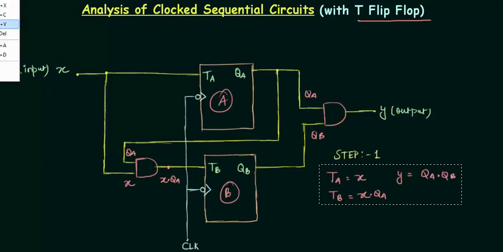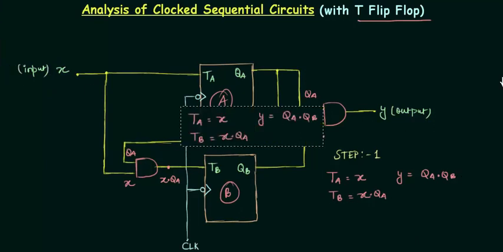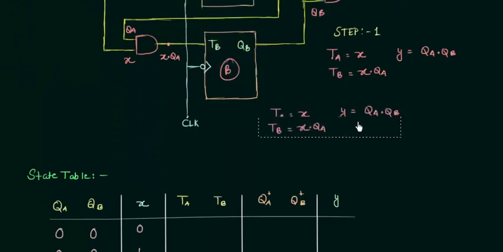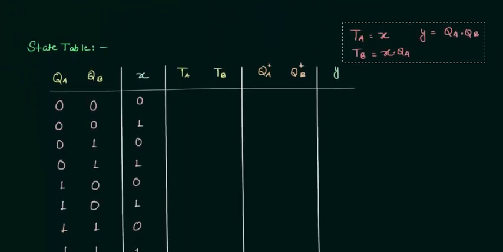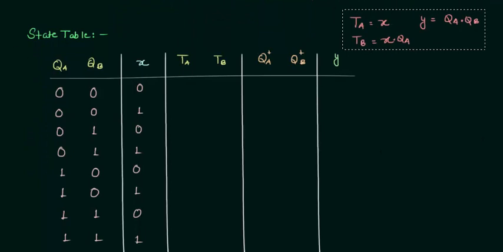I will copy these equations and paste them, and I will drag them to the state table so that we can use it. Now you can see these two are my present state. One input X, this is the input, and the next states are QA plus and QB plus. We will start analyzing this state table, and the goal of this state table is to find out the next state and the output. This is my output, and to find out the next state we must know the values of TA and TB.